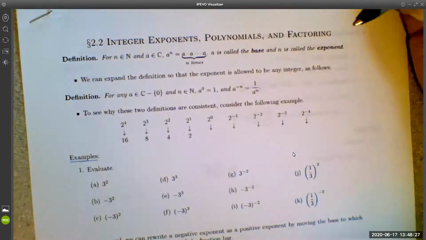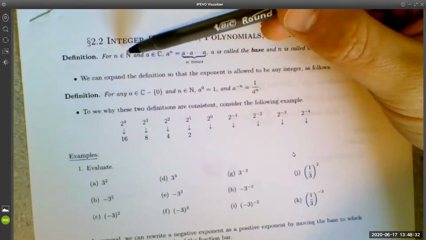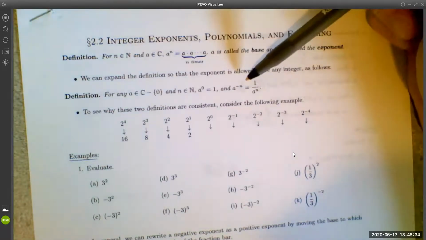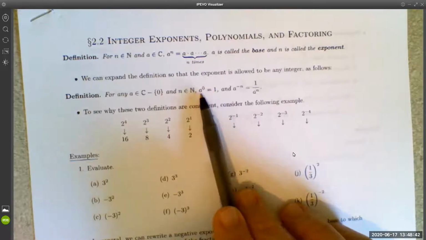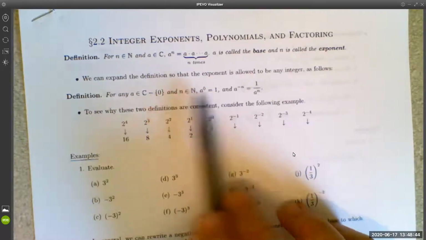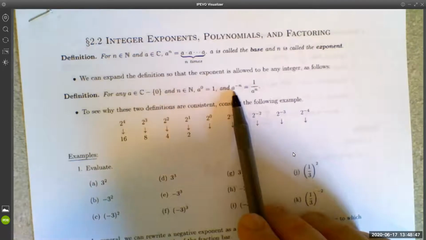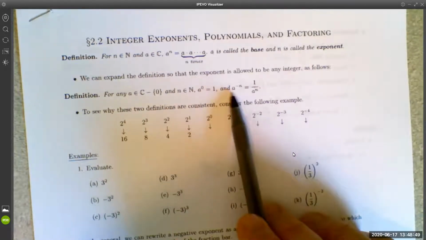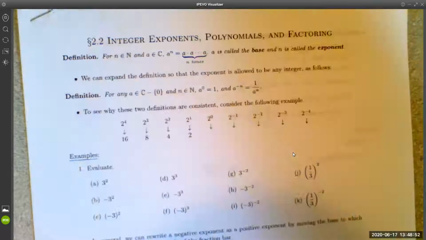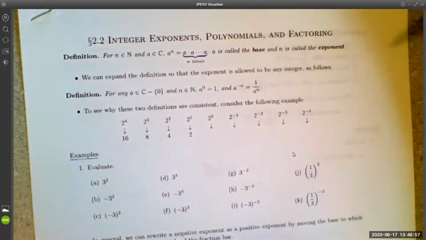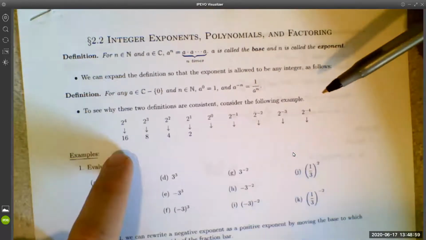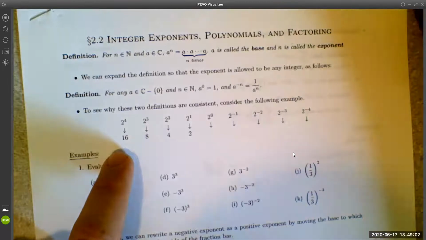So first of all, we can expand the definition of exponents to include all of the integers, right? And here's how we take care of that. For a to the 0 power, we're going to call that 1 for any base a except for 0. And for a to some negative exponent, that's just going to be 1 over a to the positive exponent. Now, here's why this definition is consistent with what we've done before. Here's an argument to help convince you that this is true.